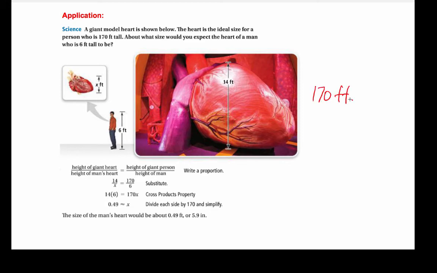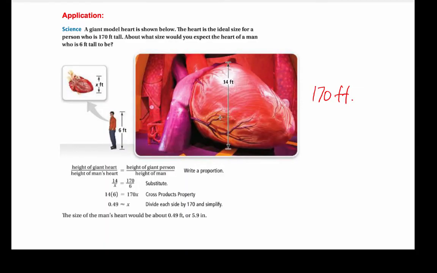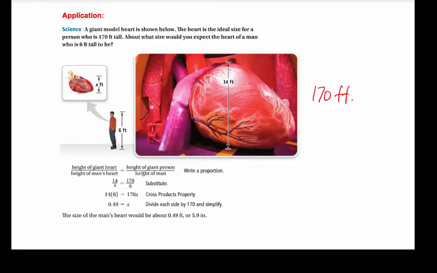Now, obviously, that is completely unrealistic. This huge model, this is built somewhere, okay? You can see over here in the corner we have a railing coming down some steps. So this is some model somewhere in some museum or science museum or something. The proportion here though is we're going to put the height of the giant heart over the height of the man's heart. So here they're writing a ratio of the two hearts equals the height of the giant person over the height of the man.